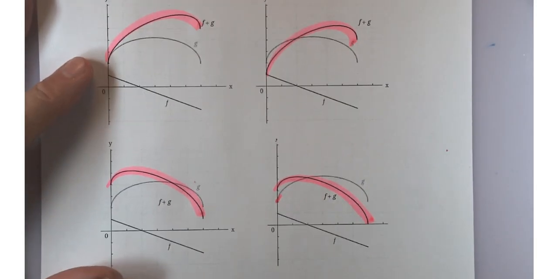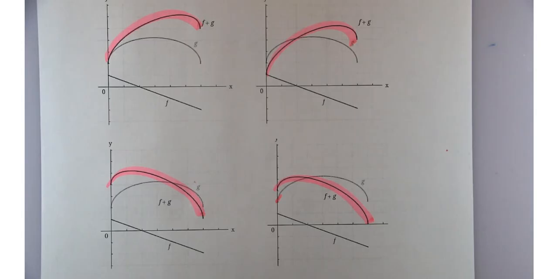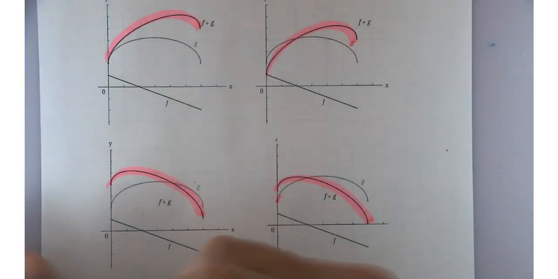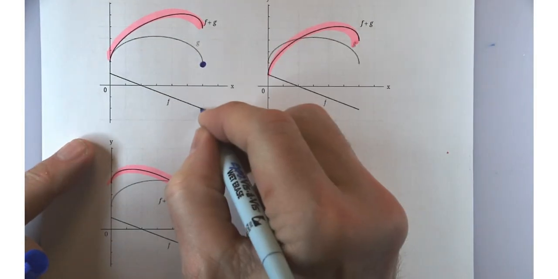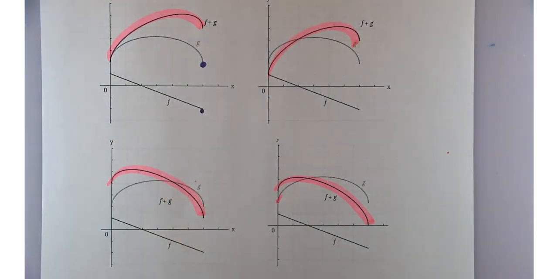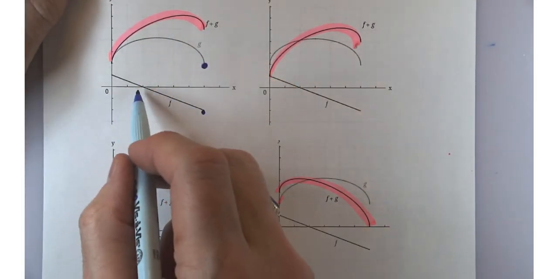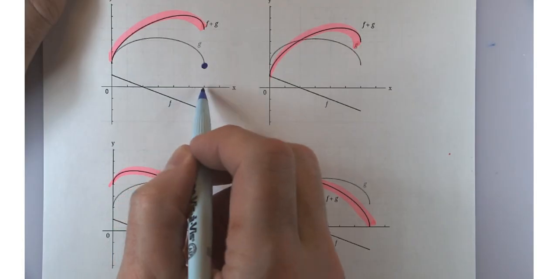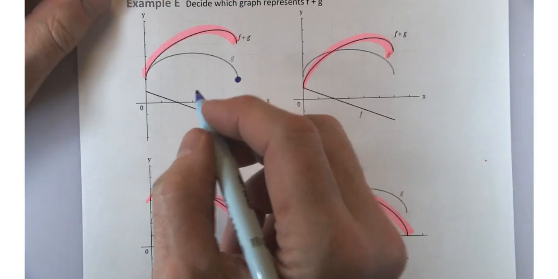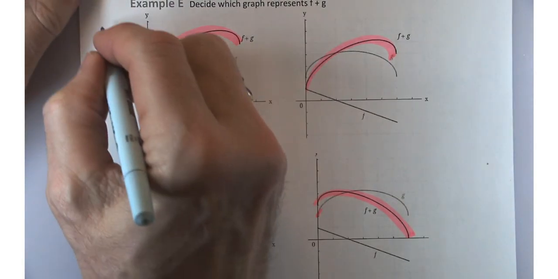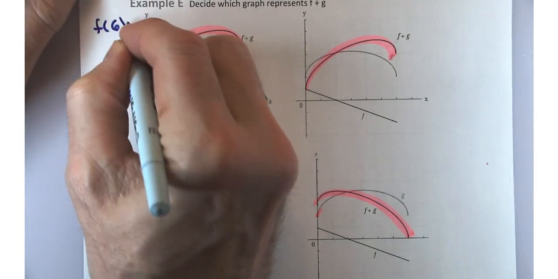So if you're asked to figure out which one's f plus g, the best thing I would suggest is you actually start finding some points and just looking at what happens. For instance, let's take a look at these 2 points. So I want to look at, let's see, 1, 2, 3, 4, 5, 6. I want to look at f of 6 plus g of 6.